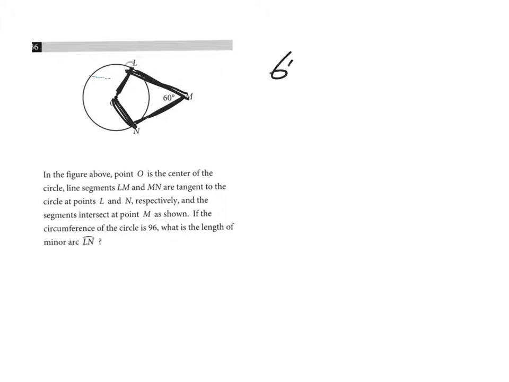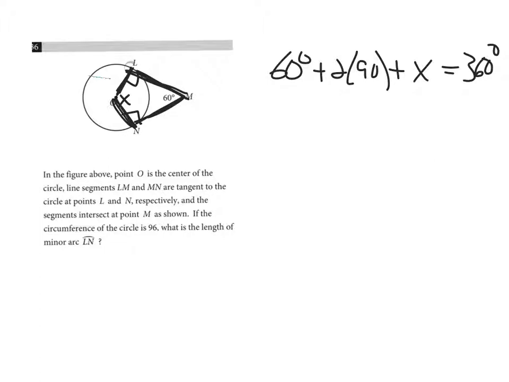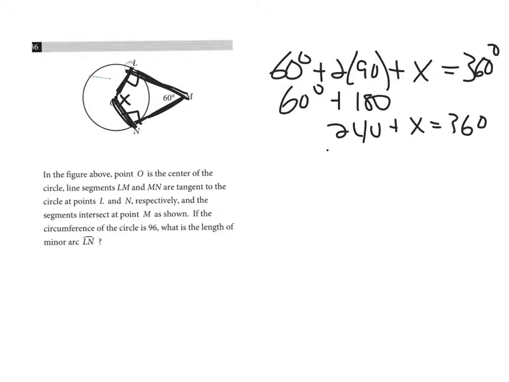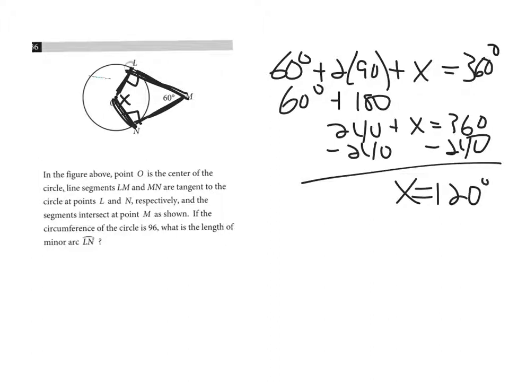So I have the 60 degrees by angle M. I have those two 90-degree angles, so 2 times 90 or 180, and then I can figure out what that central angle is if I call it X, because the four angles of that quadrilateral have to add up to 360. So here I have 60 plus 180, or 240 plus X equals 360. So if I subtract 240 on both sides, I know that central angle X is going to be 120 degrees.